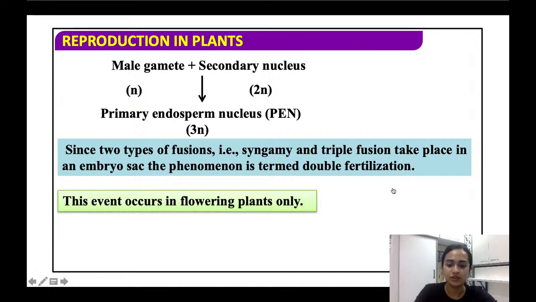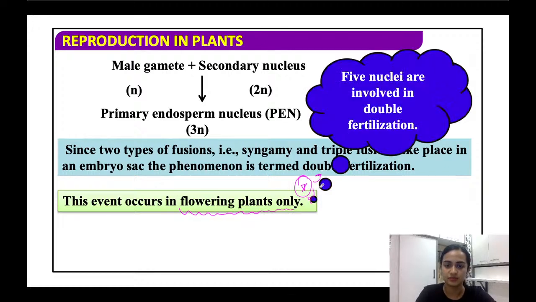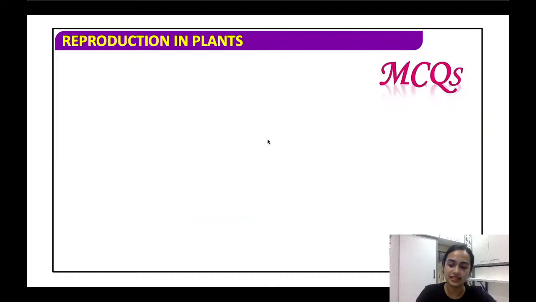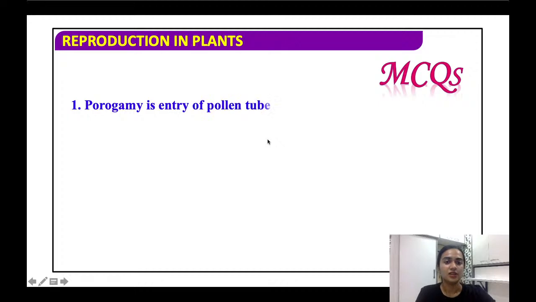Along with this, you have to remember that it occurs in flowering plants only. Both these terms are very important. 5 nuclei are involved, as I said: 3N from the PEN and 2N from the syngamy. Okay, that's it. That is the end of the topic.